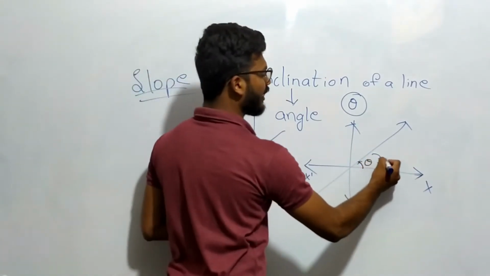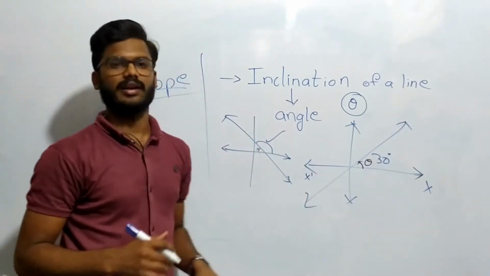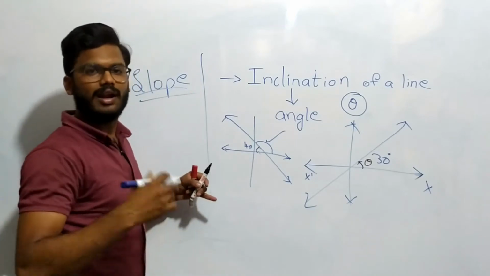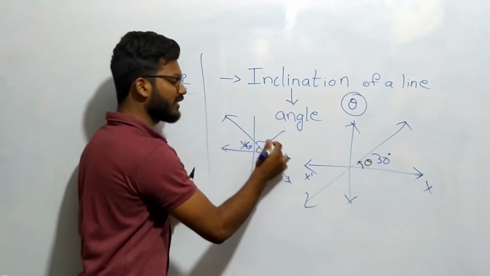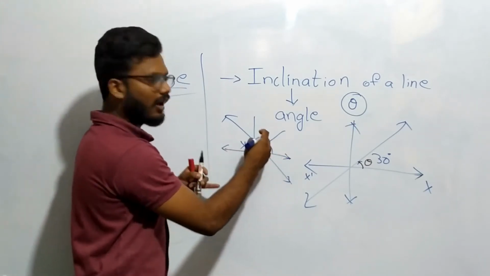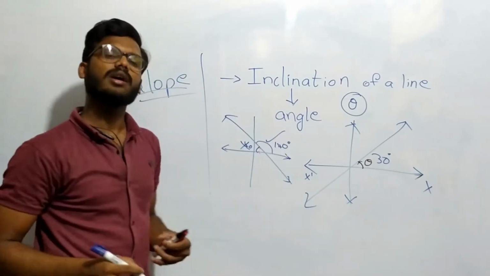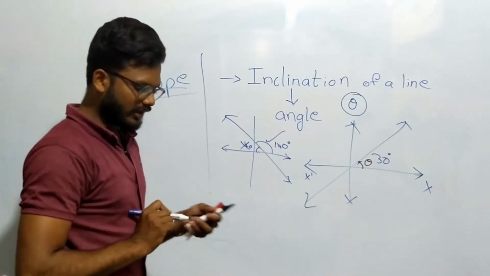Suppose here it is angle 30 degrees. So you can tell inclination of this line is 30 degrees. And suppose here if you have 40, you cannot tell inclination is 40. It is wrong. Which angle do we want? We want this angle. So total will be 180. Out of 180 we have 40 here. So this will be 140 degrees. So inclination is 140 degrees. Now see what is inclination.